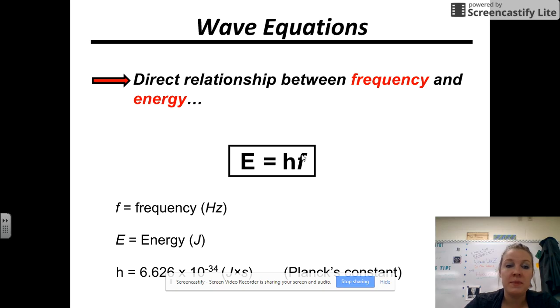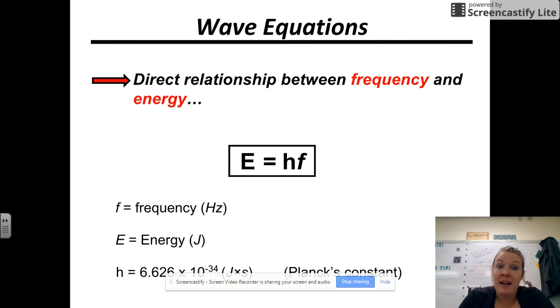So if we wanted to describe the direct relationship between frequency and energy, meaning that they both increase together, we're going to use this formula. Frequency is measured in hertz, that's the letter F. Energy is the capital E, and that's measured in joules, capital J. And then again, we have another constant here, which means this is a number that's given to you. You don't have to memorize it. And it's used just like the speed of light in a vacuum or Avogadro's number.